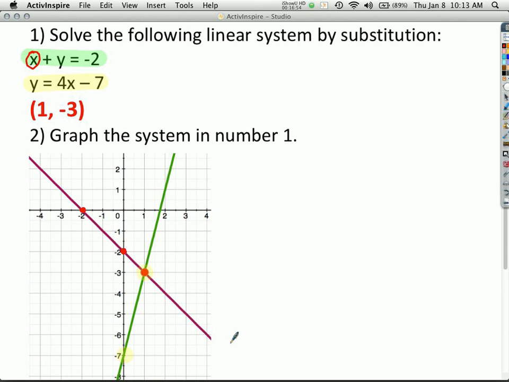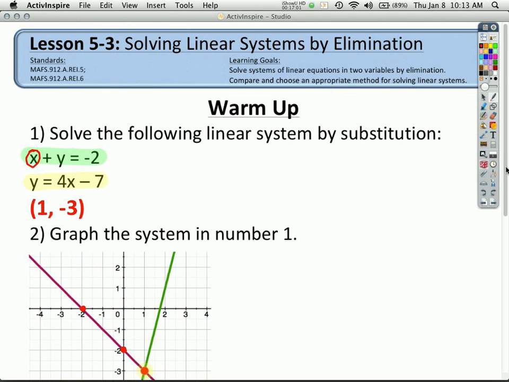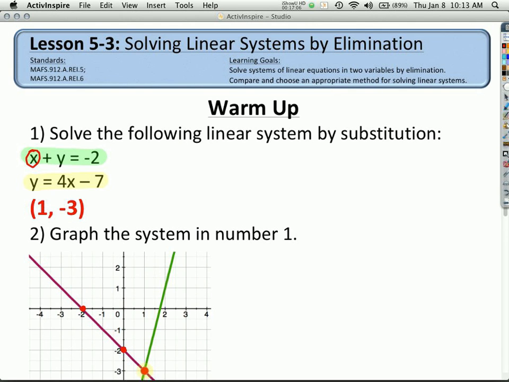Anyone have any comments, questions on today's warm-up? Any concerns about anything at all? You got 1 comma negative 3? Oh, 1 comma 3. So you used substitution as I asked. Okay, so you made a mistake along the way in your computation. I'm going to come look at your paper, and I'm going to try with you to find where you made a mistake to get a 3 instead of a negative 3.